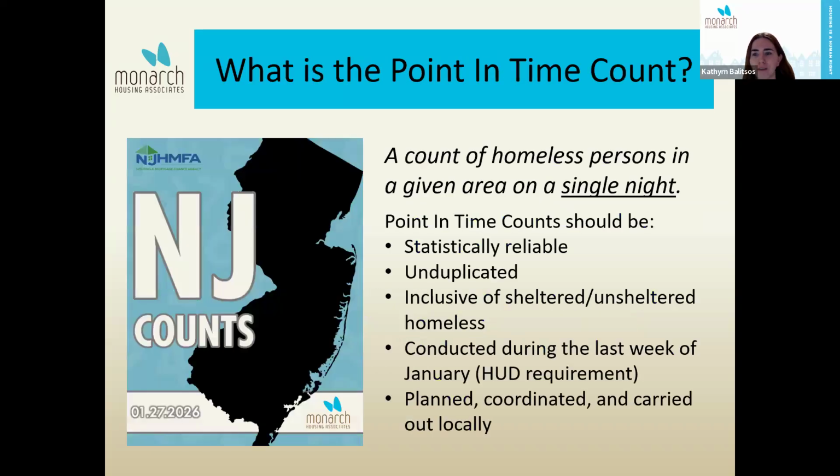So, what is the point in time count? It's a count of anyone experiencing homelessness in a given area on a single night. This happens on the same night throughout all of New Jersey. The count is supposed to be a statistically reliable, unduplicated, inclusive count of both sheltered and unsheltered folks, and it should be conducted during the last week of January. The timing of the point in time count is mandated by HUD, and this is done nationwide.